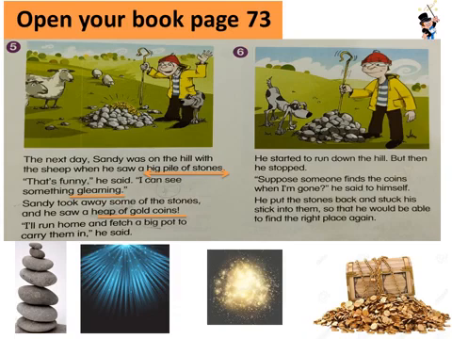"I'll run home and fetch a big pot to carry them in," he said. So now he was so happy when he saw the heap of gold coins, and he wanted to take them home. Let's continue. He started to run down the hill, but then he stopped. You should repeat. "Suppose someone finds the coins when I'm gone," he said to himself. He put the stones back and stuck his stick into them so that he would be able to find the right place again.